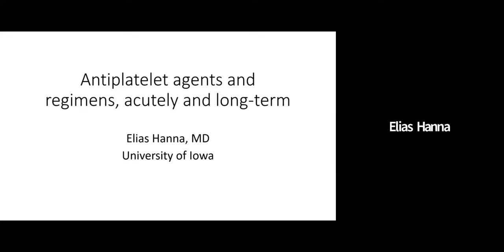I will start by talking a little bit about pharmacology, about antiplatelet agents, and then I will dive more into clinical aspects throughout the talk. That includes also combinations in various settings, such as stable CAD, non-STEMI, and STEMI.